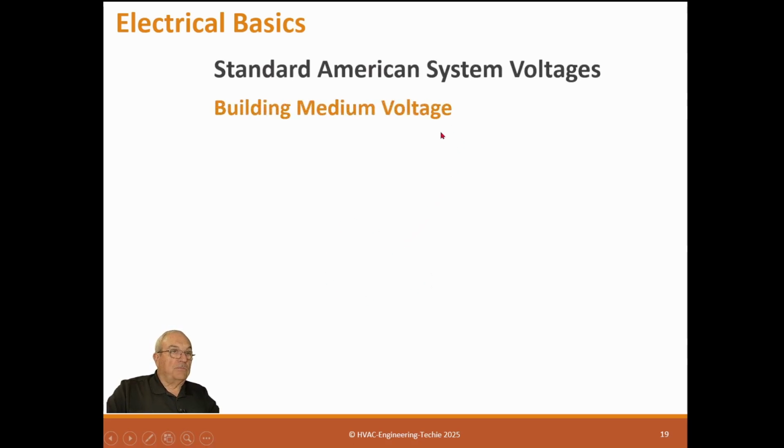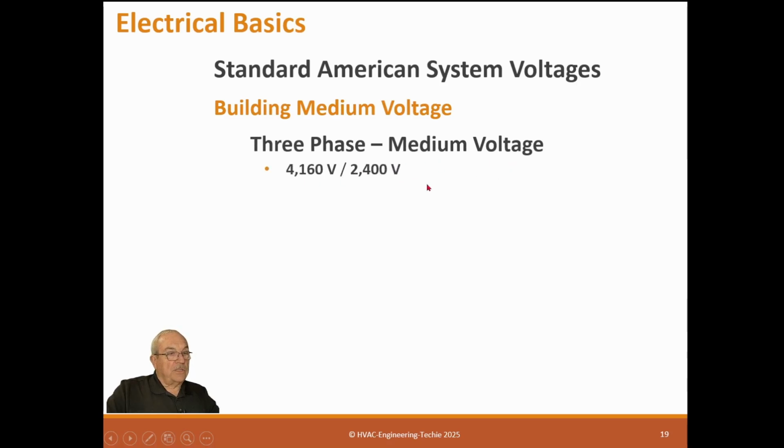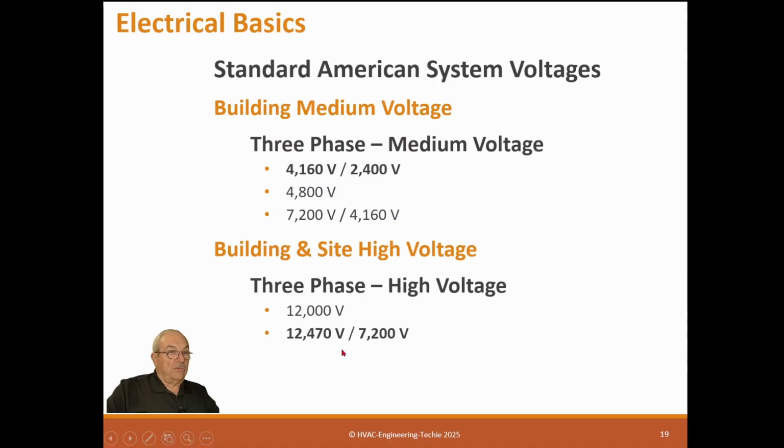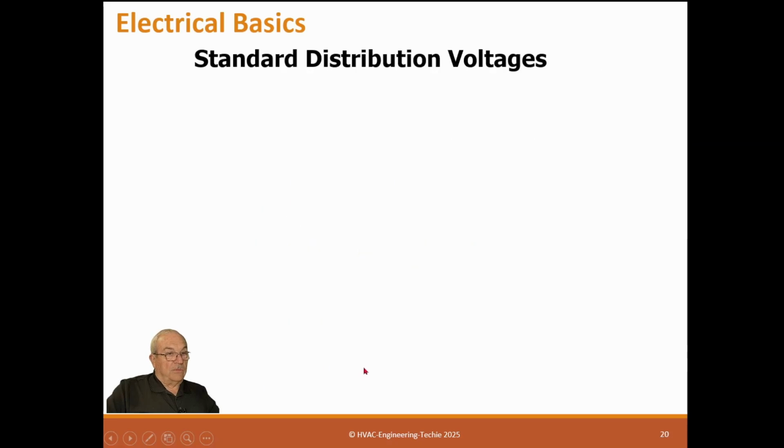Standard American medium voltages, three-phase medium voltage is 4160, 2400, 480 volt, 7200, 4160. Building site higher voltages are normally three-phase 12,000 volt, 12,470 / 7200, 13,200 volt, 15,000 volt.